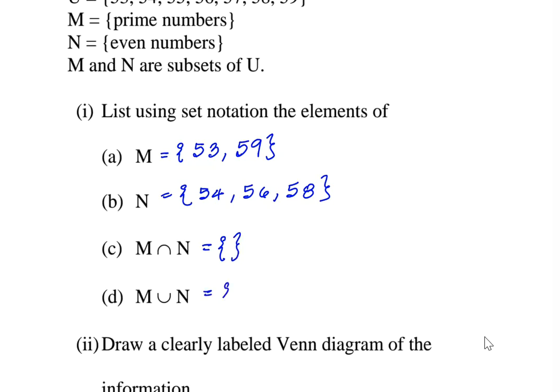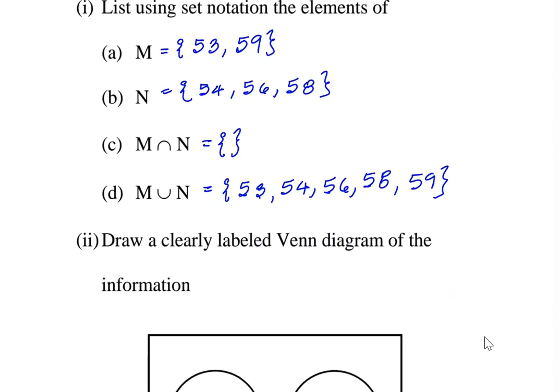Now, M union N. If you wish to list the elements of M union N, you need to look at M and N and list all the elements in both M and N together. So that would be 53, 54, 56, 58, and 59. Those are the elements in M union N.